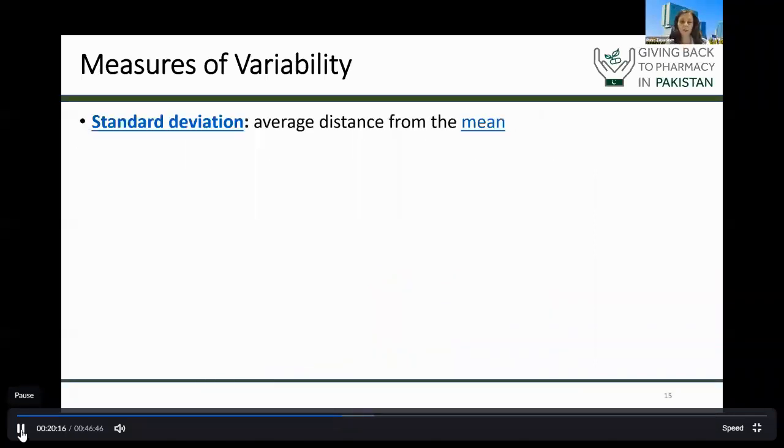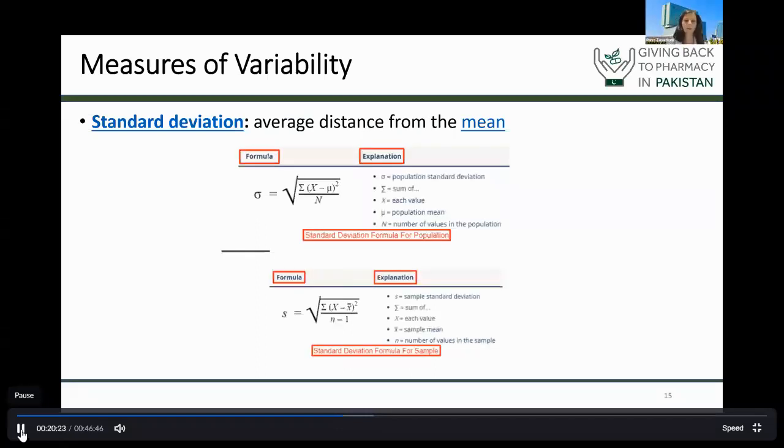Standard deviation, however, is an important parameter. It's the average distance from the mean. It's a complicated formula that you definitely need to understand, but you don't have to memorize for the purposes of the exam. The variables here are different calculations that any statistical software would calculate automatically for you, but it's always good to understand the origin of these calculations.